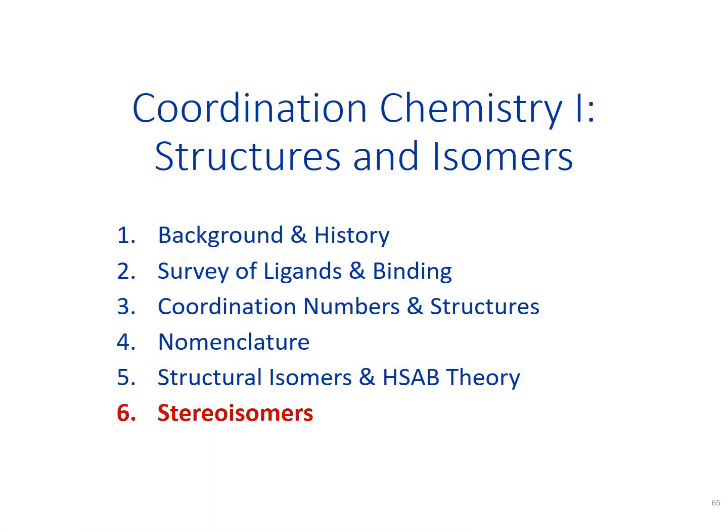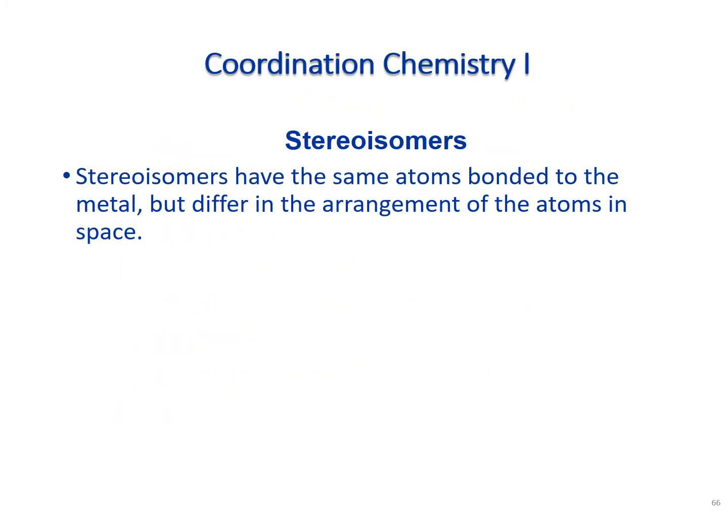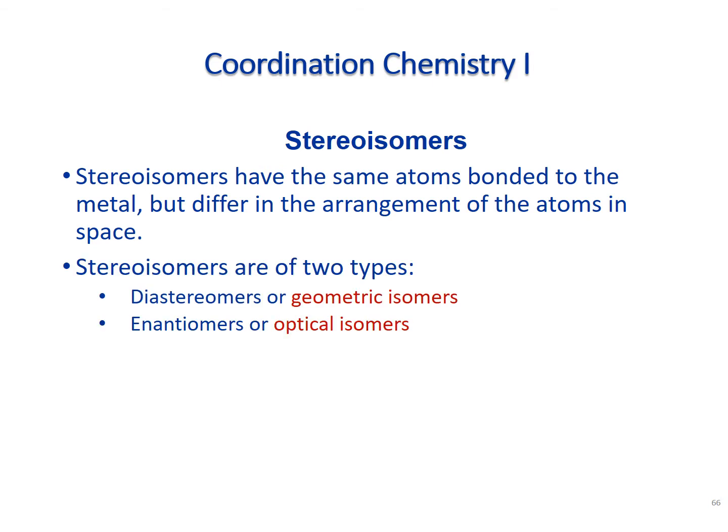Here we're going to talk about stereoisomers of coordination complexes. Stereoisomers have the same atoms bonded to the metal, but there is a different arrangement of the atoms in space. And like all isomers, they have to have the same chemical formula, of course. There are two types of stereoisomers: diastereomers and enantiomers, and you're familiar with these from organic chemistry.